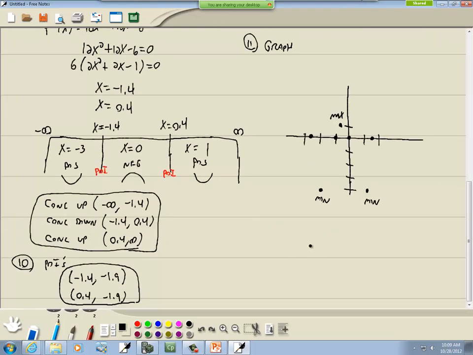Now POI is where the concavity changes. I'm not very good at doing POI anyway, but negative 1.4, negative 1.4, and negative 1.9. It's maybe right here where the POI is. 0.4 and negative 1.9. Maybe right there is also where my POI is.